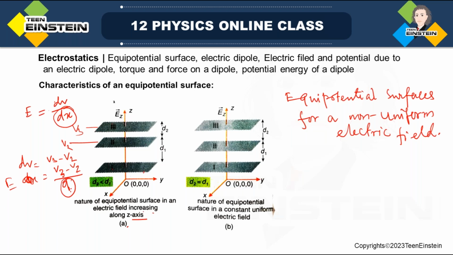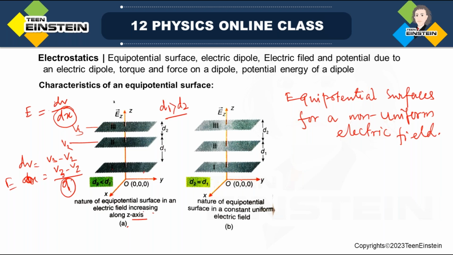If the electric field is increasing in a certain direction, the equipotential surfaces will be closer and closer and closer. Here you can see that D1 is actually greater than D2, so the electric field is increasing in the Z direction.